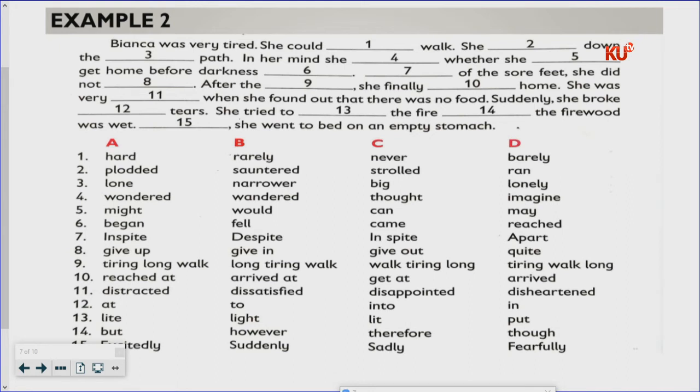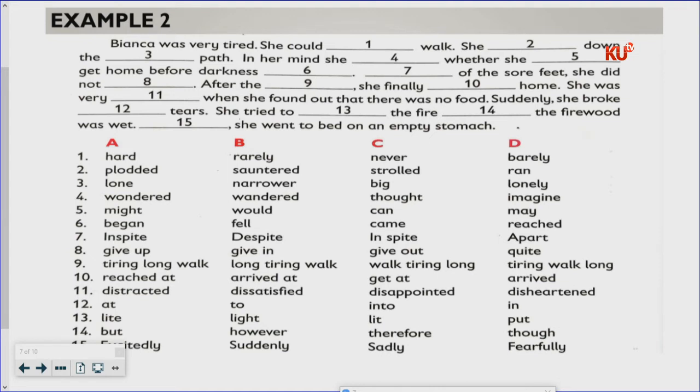She dashed down the dash path. She plodded down the dash path. She sauntered down the dash path. She strolled down. She ran down. She was tired, remember? So a tired person walking plods. To plod is to walk like when you're very tired, you're walking slowly. Maybe you're carrying some luggage with you. You plod. So she plodded down the path.